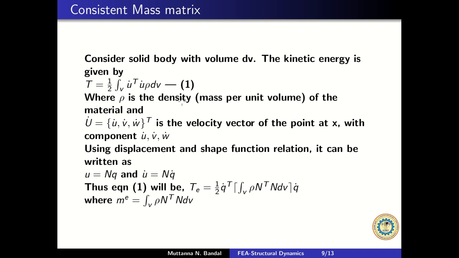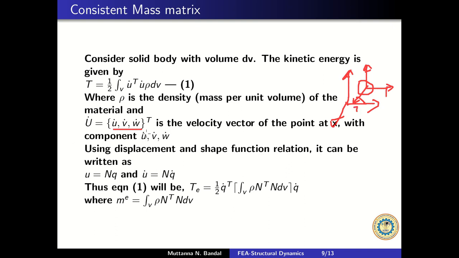So here rho refers to the density, that is mass per unit volume of the material. And here, if I consider a 3D model and take this as mass, then there will be three components of velocity. What is the velocity of this body in the x direction? What is the velocity in the y direction? And what is the velocity of this body in the z direction?